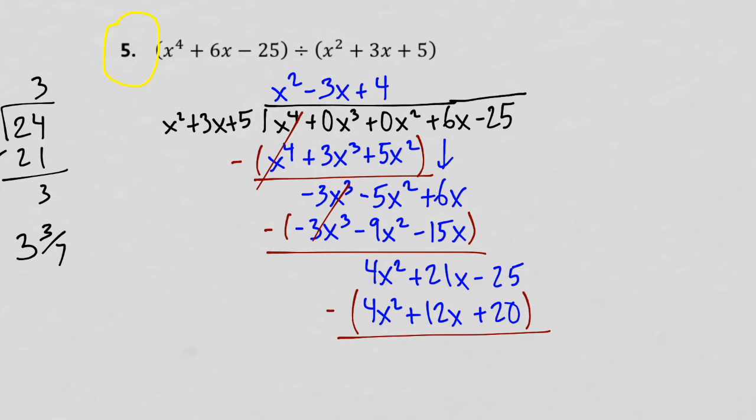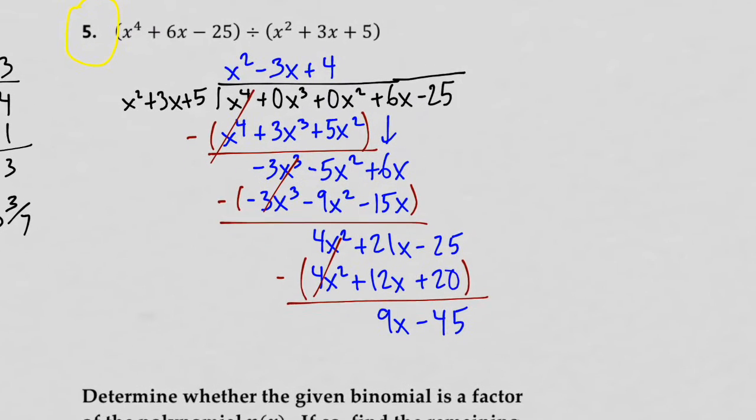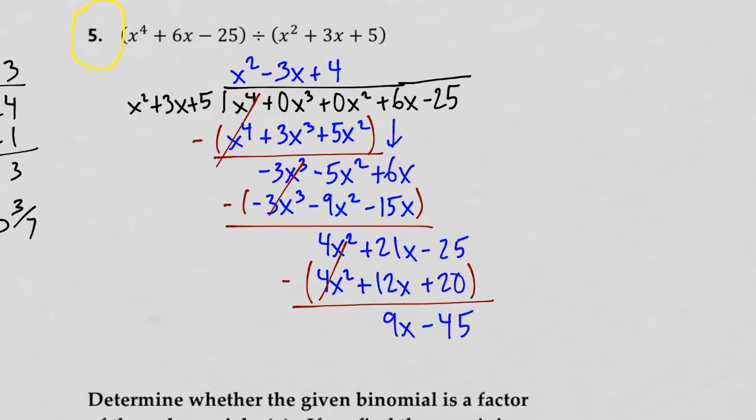4x squared minus 4x squared is 0. That cancels out. 21 minus 12 is 9x. And negative 25 minus 20 is negative 45. All right. And it looks like we're done, right? There is nothing else I can multiply this times that'll give me 9x. Okay? So this is your remainder.